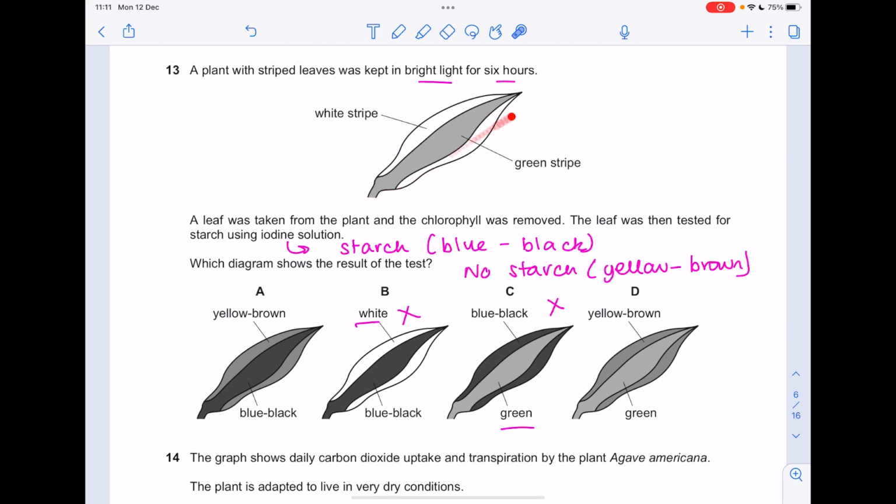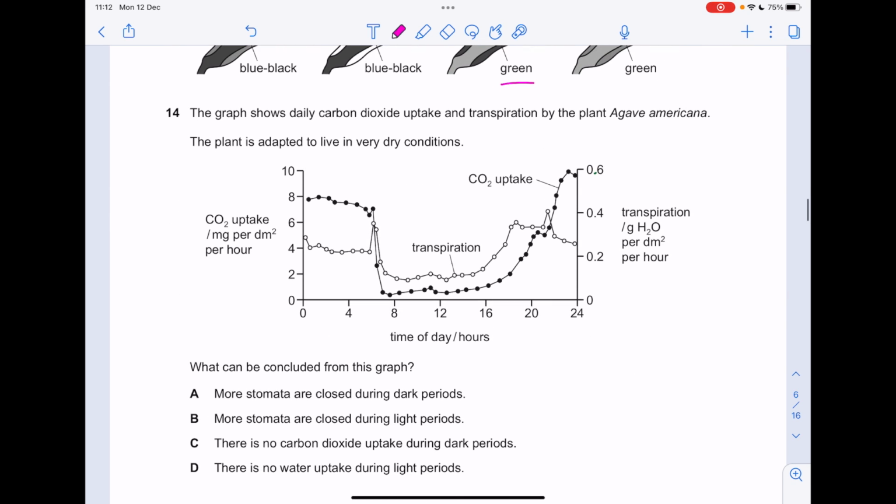The green stripe means that there's chlorophyll, so photosynthesis is taking place, which means glucose and therefore starch can be made. So you'd expect the green stripe to go blue-black. The white stripe here has no chlorophyll, so therefore no photosynthesis. So you'd expect that to just stay yellow-brown due to the absence of starch. Have a look, it's A.